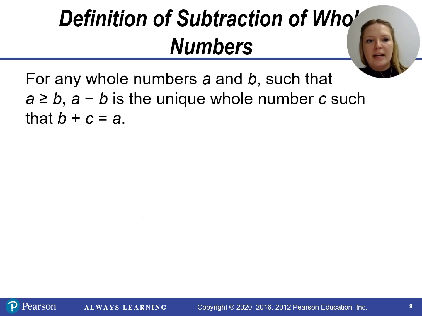Now the definition of subtraction of whole numbers. Remember all whole numbers are non-negative, so we need A to be larger than or equal to B. A minus B is defined to be the unique whole number C such that B plus C gives us the sum A. So we have an inverse relationship between subtraction and addition.